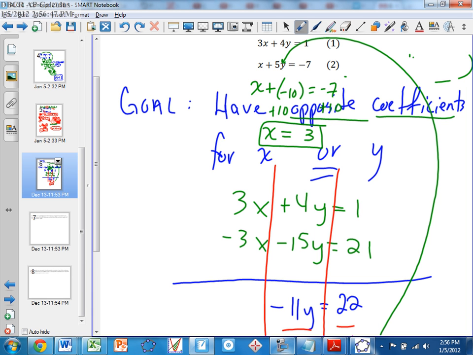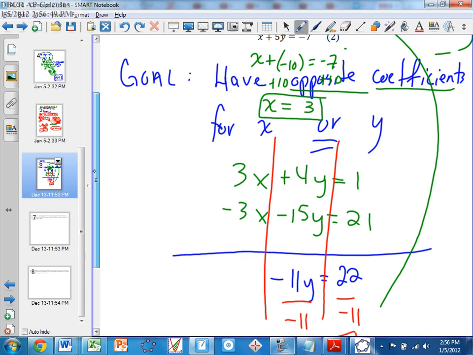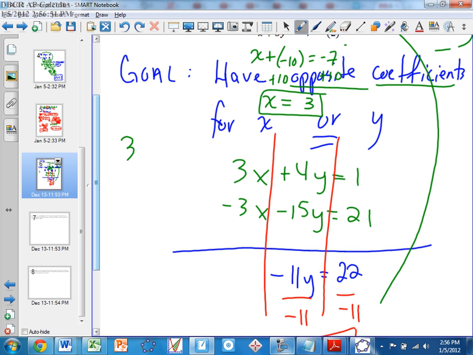So since x is 3 and y was negative 2, our answer is right here: 3, negative 2. Okay? Again, 3, negative 2.